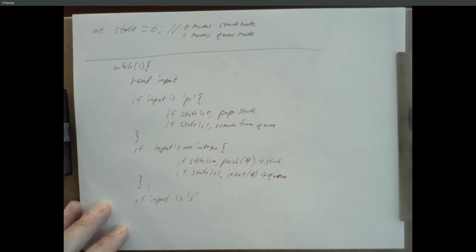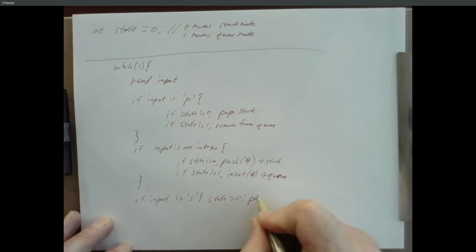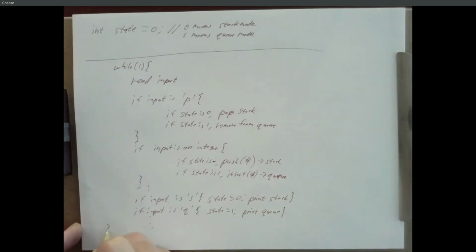If your input is S, set your state to 0. And remember, whenever you specify a state, you want to print the corresponding data structure. So print the stack. And if the input is a Q, set your state equal to 1 and print the Q, and so on.